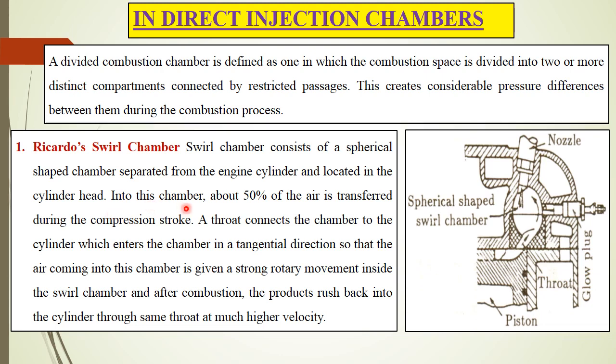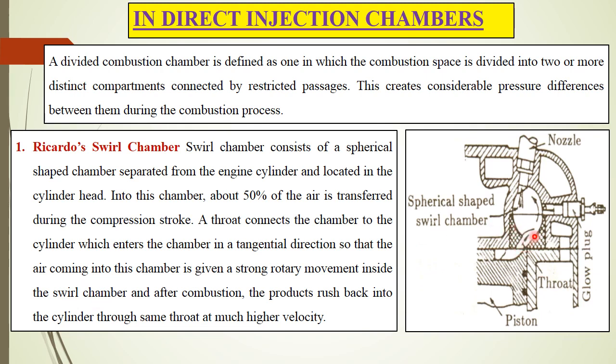Into this chamber, about 50% of the air is transferred during the compression stroke. The 50% of air in the main engine cylinder is forced from the main combustion chamber into this additional chamber through the throat. The throat connects the chamber to the cylinder and enters the chamber in a tangential direction, so that the air coming into this chamber is given a strong rotary movement inside the swirl chamber.